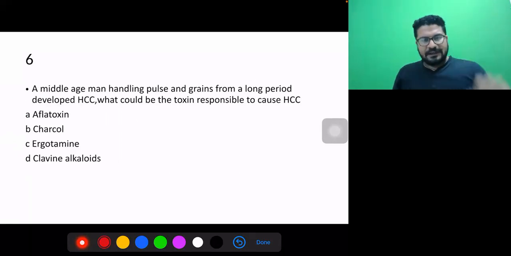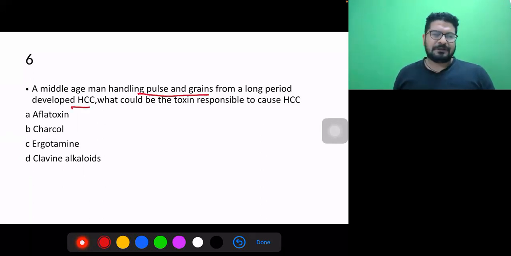Middle-aged man. Let's try to find the hint in the question. A middle-aged man handling pulses and grains for a long period developed hepatocellular carcinoma. So just a clear-cut hint. In fact, they're asking what is the risk factor for hepatocellular carcinoma, so what is the name of the carcinogen.